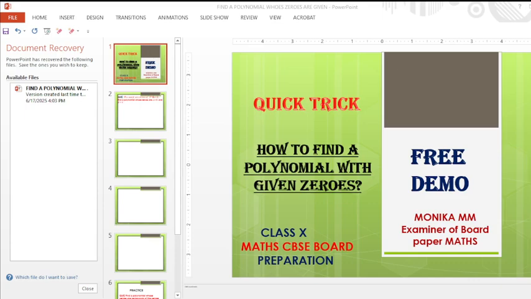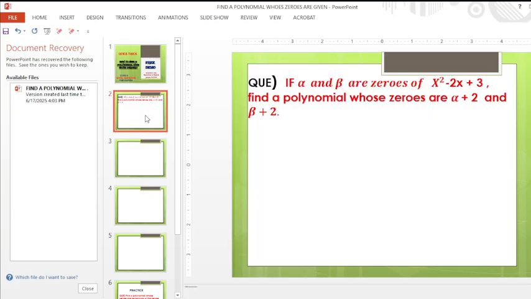Hello students, today's topic is how to find a polynomial with given zeros. This topic is very important from the board examination point of view. So I have framed a very important question for you, and this type of question always comes in board exams.